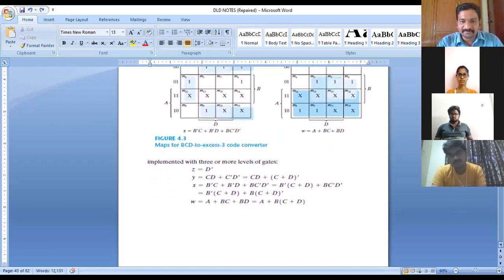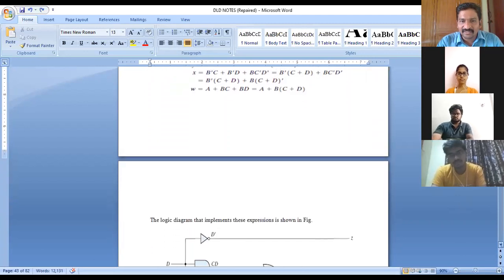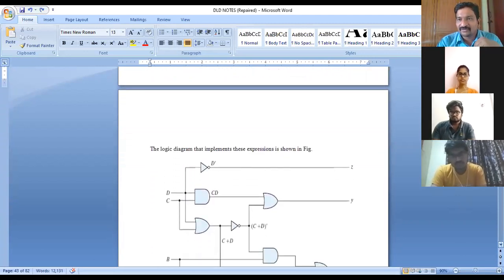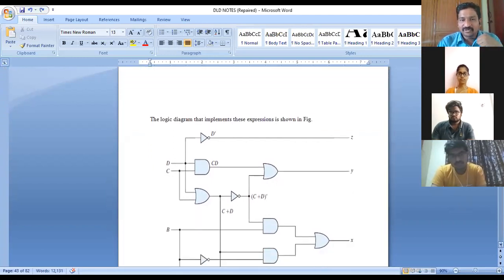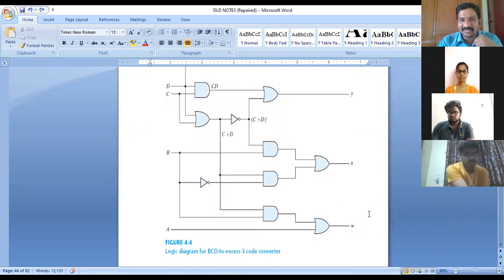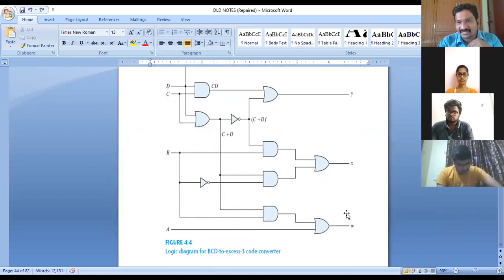Next, after this, we have to design a logical diagram. We saw only W, right? What is W? See, B as well as C plus D, like that. Whatever is required, using these you construct the logical diagram for W, X, Y as well as Z.